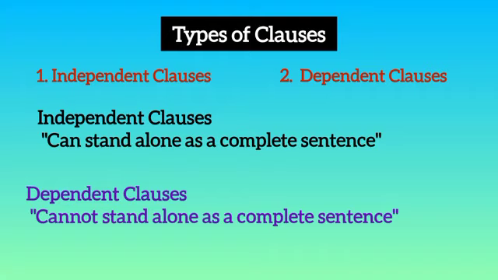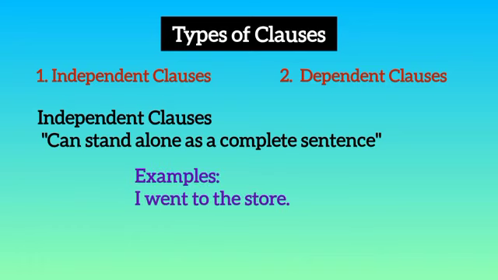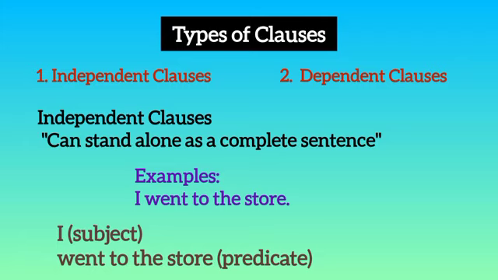Independent clauses are like complete thoughts. They have a subject and a predicate, and they can stand alone as a sentence. For example, "I went to the store" is an independent clause because it has a subject, "I," and a predicate, "went to the store."